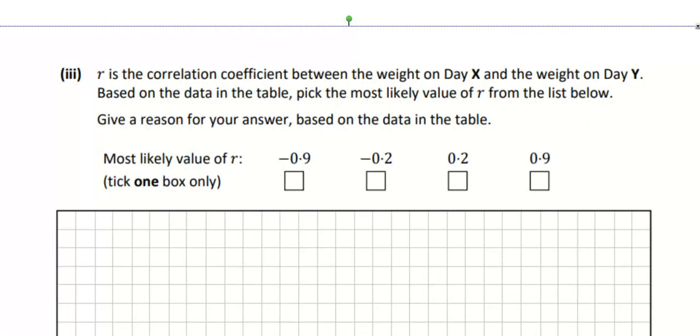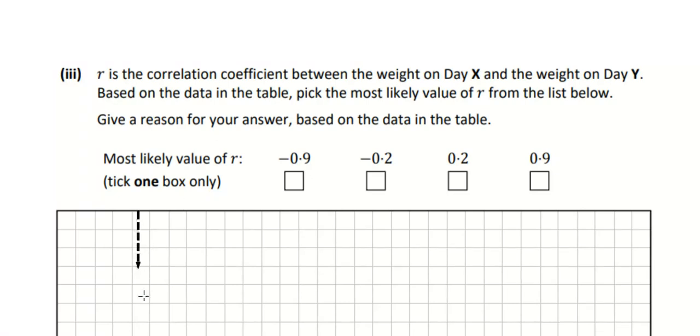What is the correlation coefficient between day X and the weight on day Y? Based on the data table, pick the most likely value of R from the list below. Give a reason for your answer based on the data in the table. Okay. Correlation between day X and day Y. Does everybody remember what correlation coefficient is? Anybody remember? No? Right. Correlation coefficient is how one of them relates to the other one.